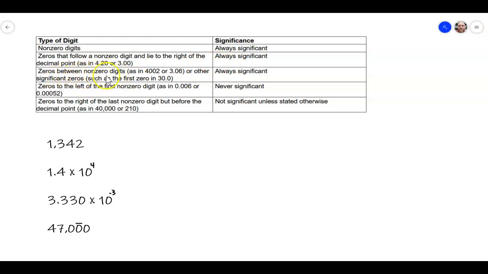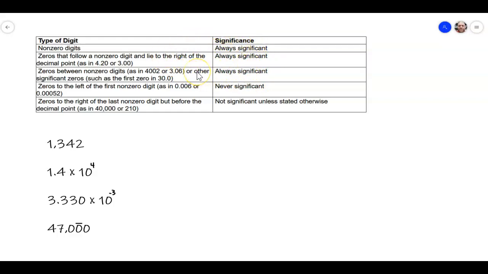Zeros between non-zero digits are significant zeros. If we've already established that a digit is significant, any zeros between significant digits are also significant. So those are also always counted. These are all of the values that we always count.